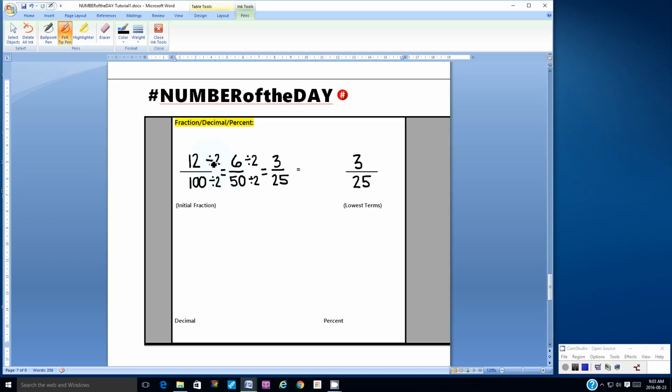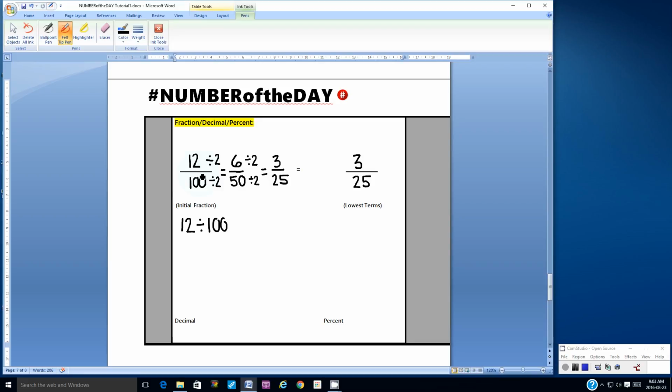Now sometimes you're going to start with a fraction that's already in its lowest terms, aren't you? But in this case, I wanted to give you a fraction so that I could remind you how to reduce it to its lowest terms. Okay, so how do you convert a fraction into a decimal? Well, this is very simple. What you do is you take the numerator and then you divide it by the denominator.